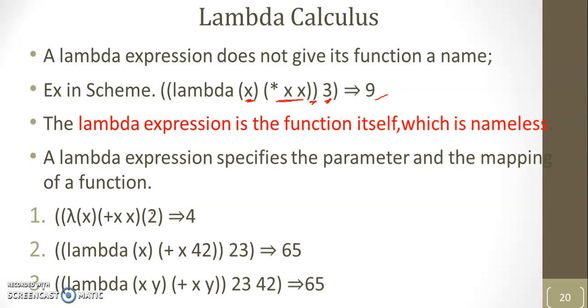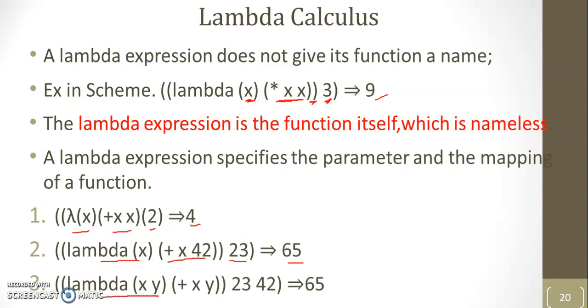We can see some examples related to this and how the values are being mapped. Here see lambda of x plus x x, and the value passed is 2. In such a case, what will be the output? It will be 4, which means 2 plus 2 is 4. Next, lambda of x, with body of the function x plus 42. The actual argument is 23, which means 23 plus 42, so you will get 65.